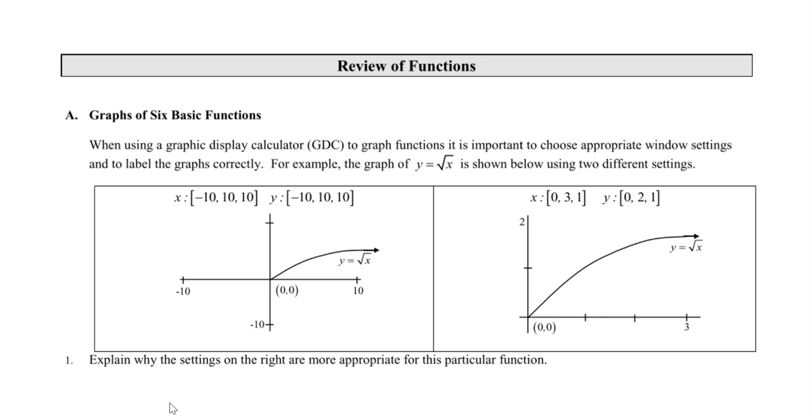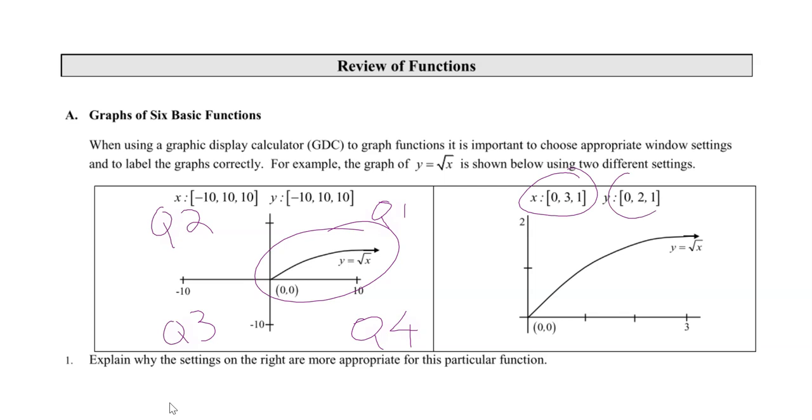So when you're using a graphing display calculator, it's important to choose appropriate window settings and to label the graphs correctly. So let's say we're graphing the square root of x. Okay, y equals square root x. If we use the default setting, which is on the left there, you can see it goes from -10 to 10. Now the problem is the graph of the square root of x is only in the first quadrant, right? This is quadrant 1, quadrant 2, Q3, and Q4. So if it's only in the first quadrant, why don't we just graph the first quadrant or look at that? So these are our window settings.